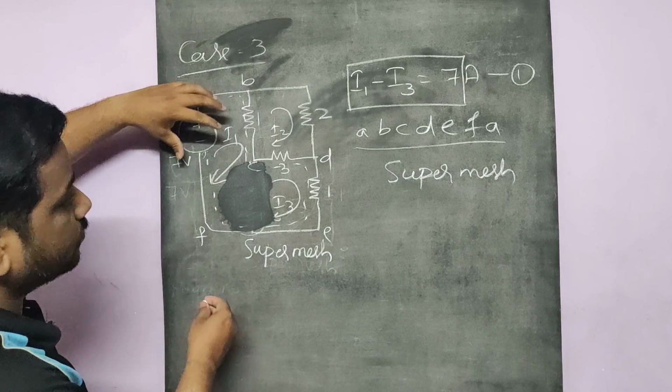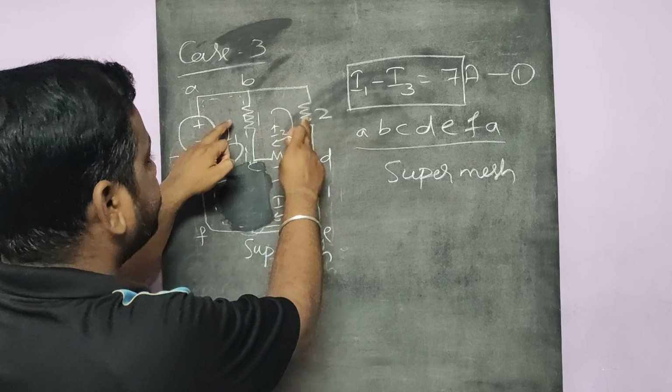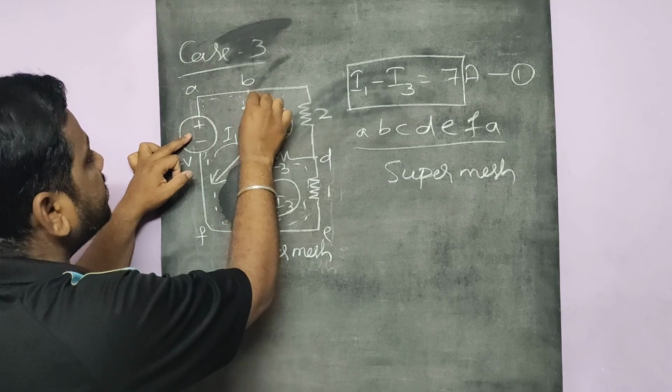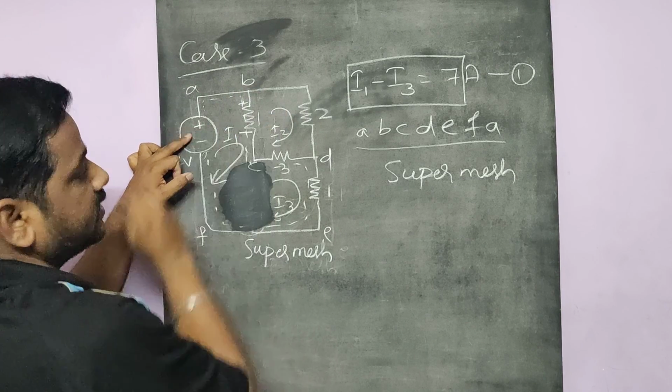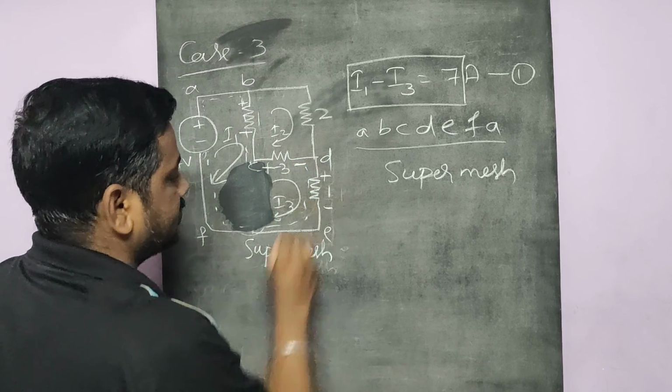So now let's see how to write an expression for the super mesh. Before writing the expression, we need to mention the polarity for all the resistances and sources. So I have positive here. Let me take this as plus, minus, plus, minus, plus, minus.